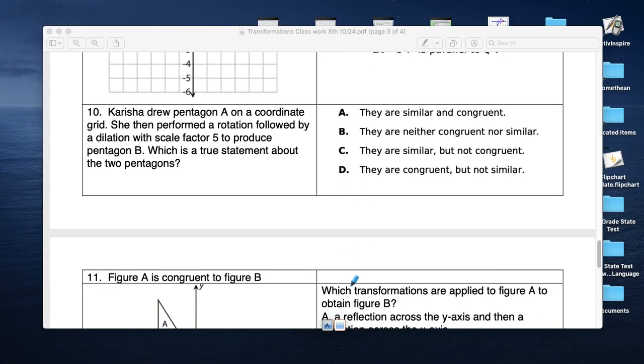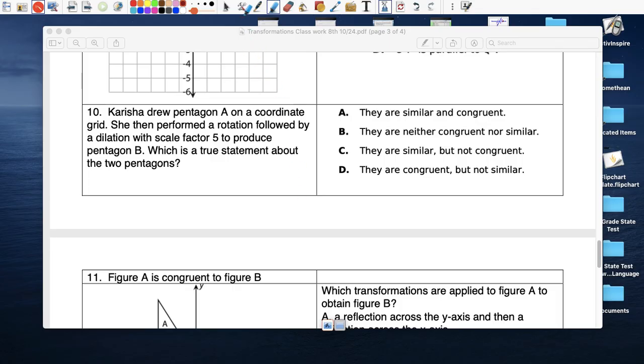Keisha drew a pentagon on a coordinate plane grid. Here's a pentagon, something with 5 sides. 1, 2, 3, 4, 5. Then she performed a rotation followed by a dilation with a scale factor of 5. So she rotated. Let's just assume she rotated this way. And then she scaled up by a factor of 5. So everything got 5 times bigger.